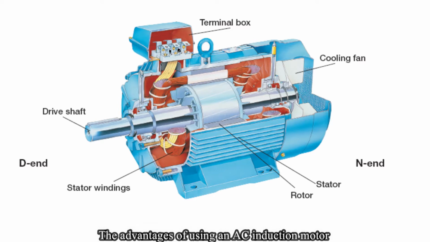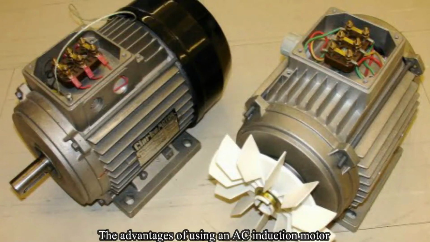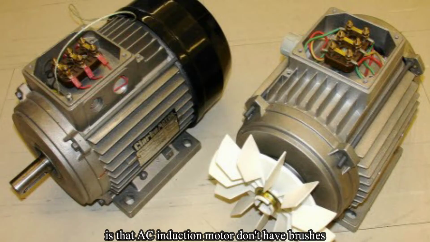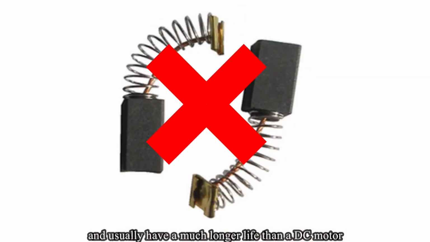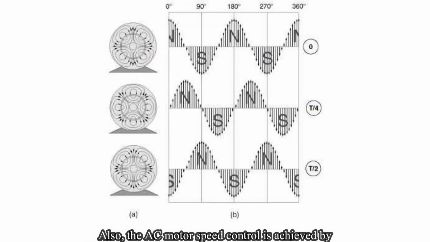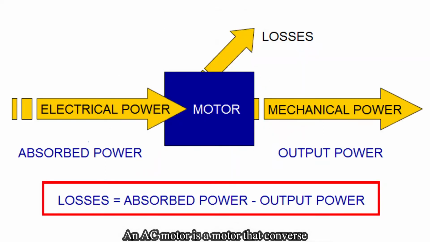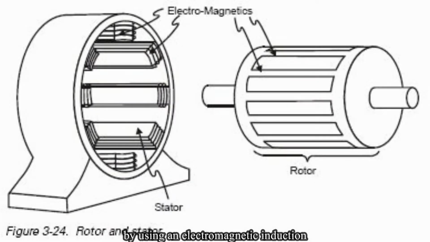The advantages of using an AC induction motor is that AC induction motors don't have brushes and usually have a much longer life than a DC motor. Also, the AC motor speed control is achieved by varying the frequency of the alternating current. An AC motor is a motor that converts the alternating current into mechanical power by using an electromagnetic induction.